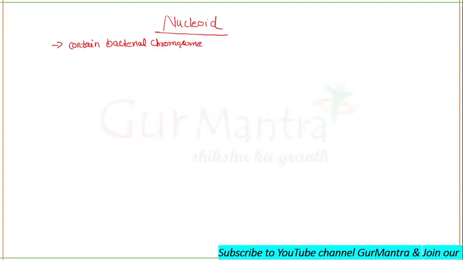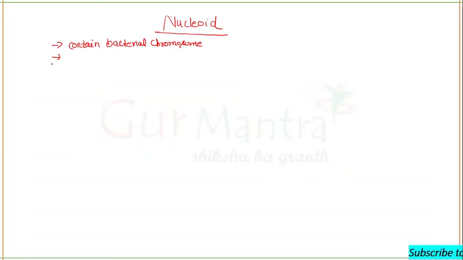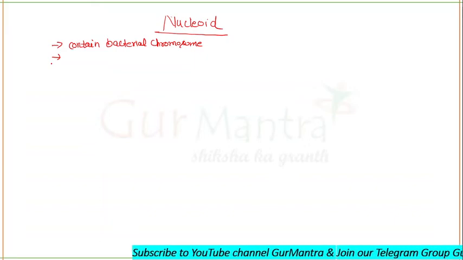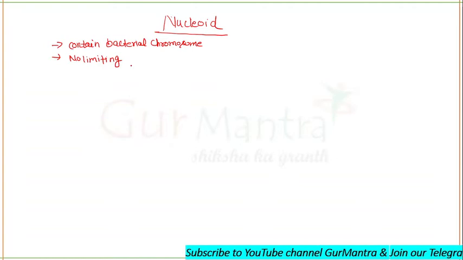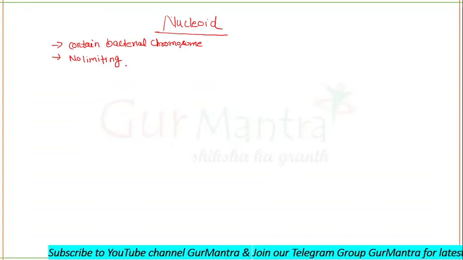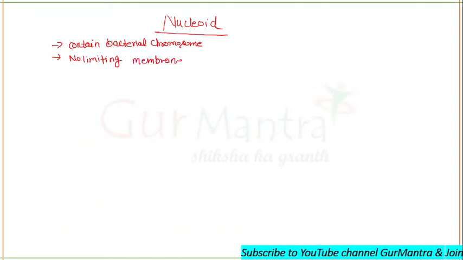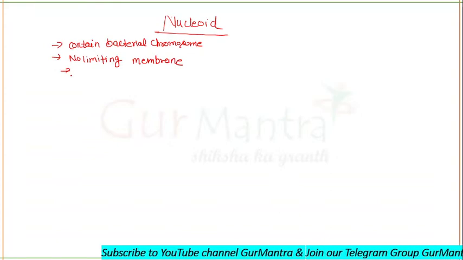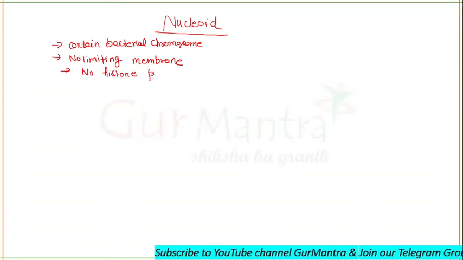Normally in a eukaryotic cell there are many chromosomes, but in bacteria the nucleoid represents only one chromosome. Does it have a limiting membrane? It has no limiting membrane. Does a eukaryotic chromosome have a limiting membrane? Yes, they have, but no limiting membrane is there in the nucleoid. And it does not contain any basic histone proteins. We can say it is not associated with histone proteins.